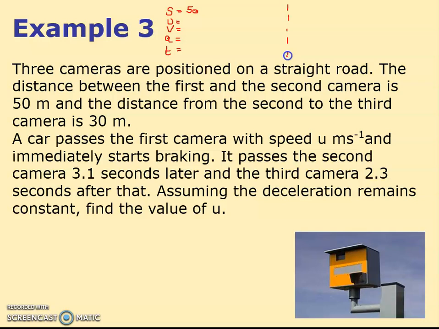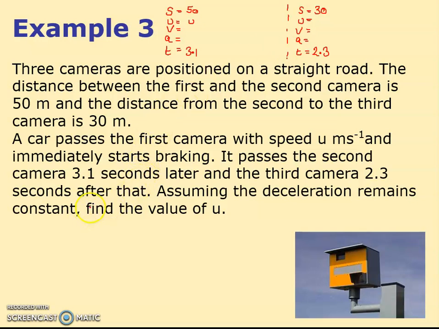And over here, perhaps I'll just do the second section. SUVAT. It seems that the second section is 30 meters. What's it say? A car passes the first camera with a speed of u. Okay, u equals u, and immediately starts braking. It passes the second camera 3.1 seconds later. So presumably that part of the journey took 3.1 seconds. That's what it's saying. And it takes 2.3 seconds to pass the third camera.